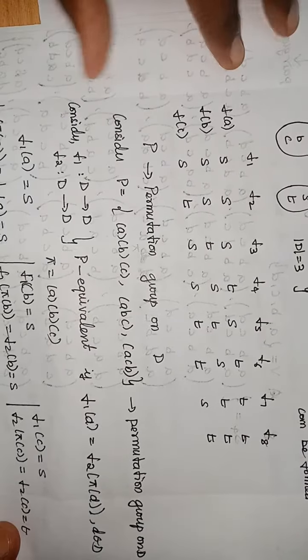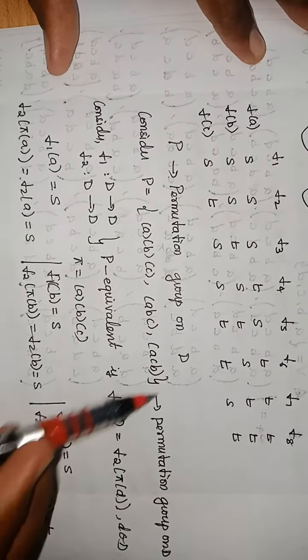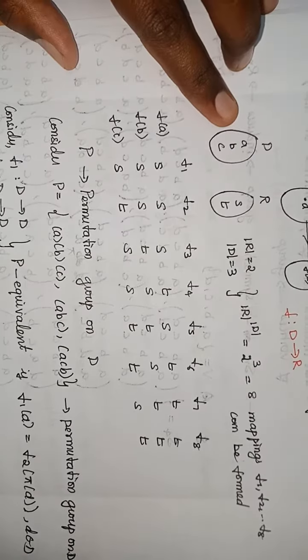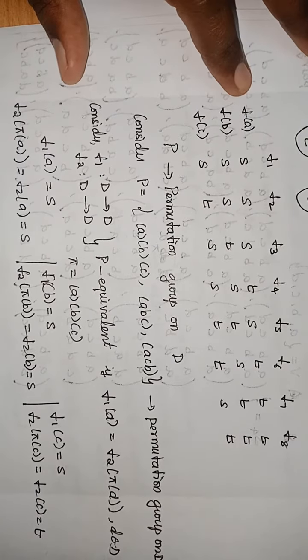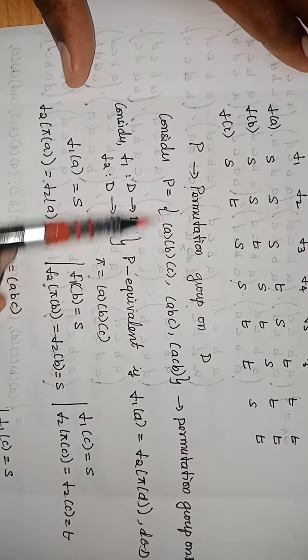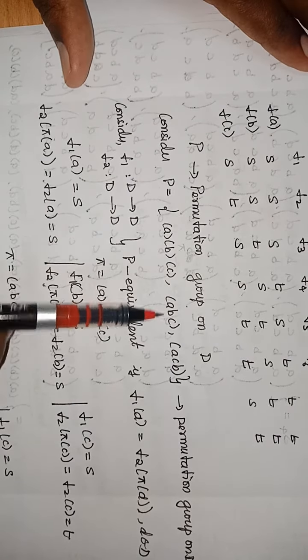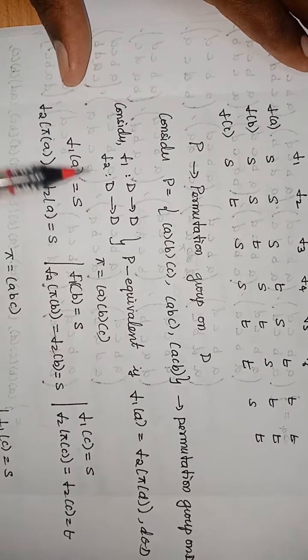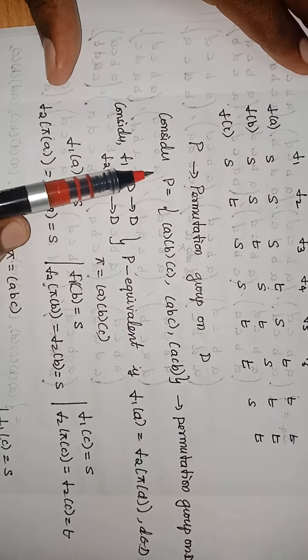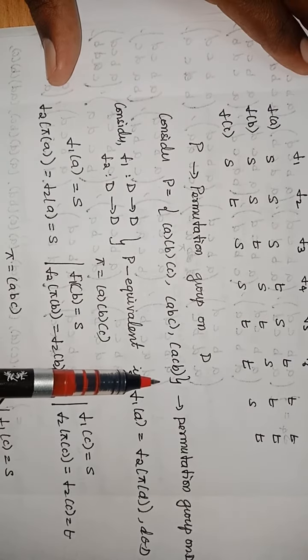Now, consider a permutation group on D. We are given the 3 elements, so you find a permutation group with the elements of D. Suppose let me consider an example. I have taken a permutation group with the identity permutation and the remaining 2 permutations. If you check all the 4 conditions of a group for this set P, all the 4 conditions will be satisfied.